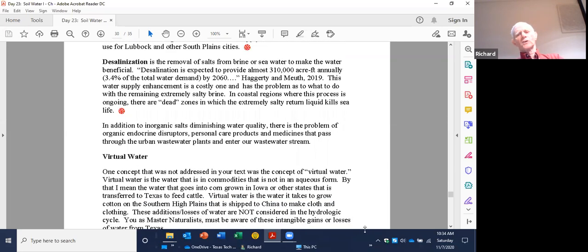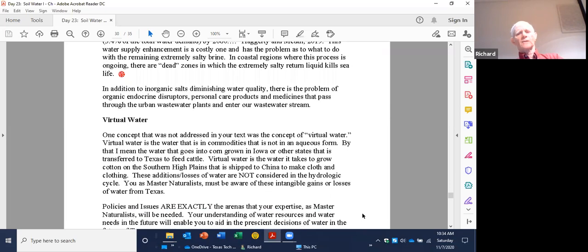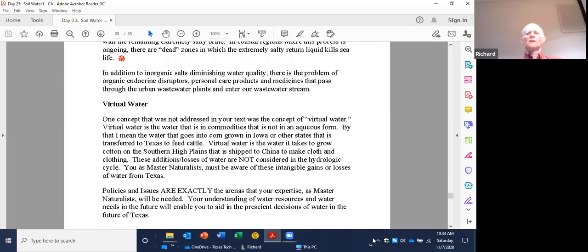Let me now talk about virtual water. And this is one concept that was not addressed in your textbook. Virtual water is water that is in commodities that's not in the aqueous form. By that I mean water that goes into corn grown in Iowa and other states that's transferred to Texas to feed the cattle. It takes about 5 pounds of water to grow 1 pound of corn.